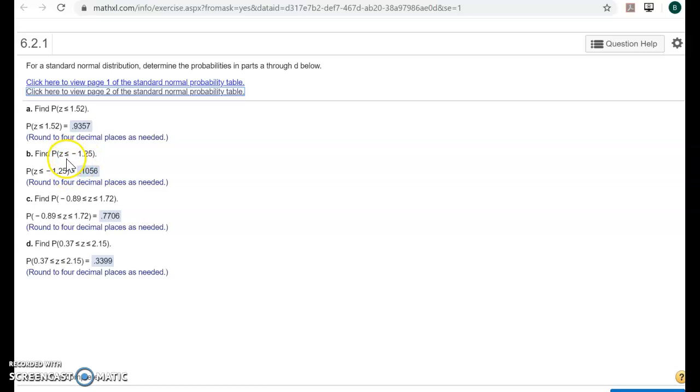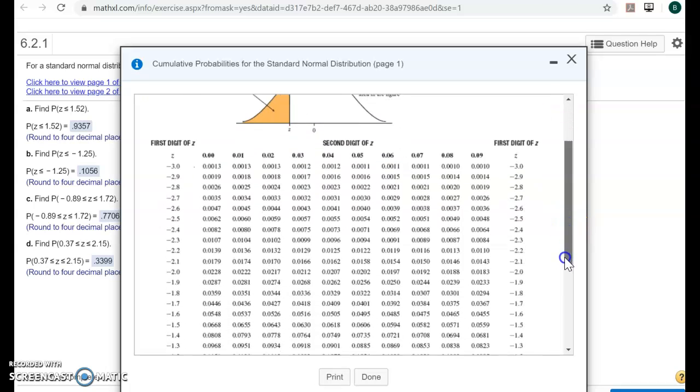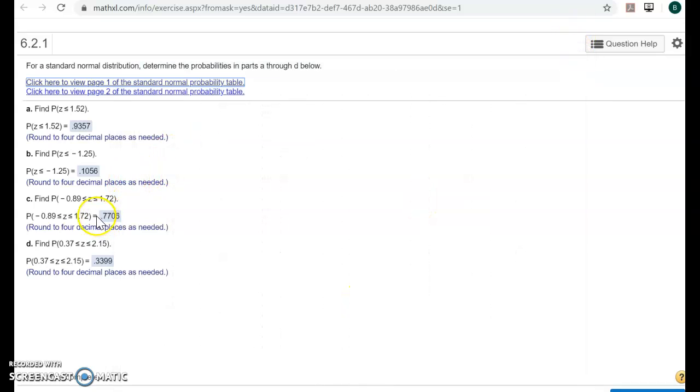Same thing with this one. It's still less than or equal to, and it's a negative 1.25, so we will go to the negative table. And here's negative 1.20, 21, 22, 23, 24, 25, and your answer is 0.1056.